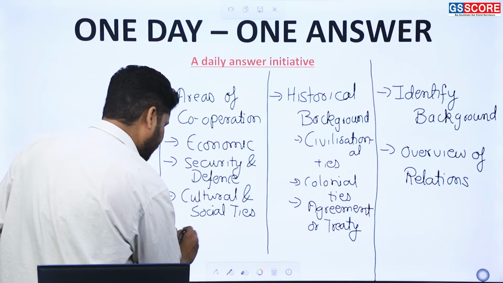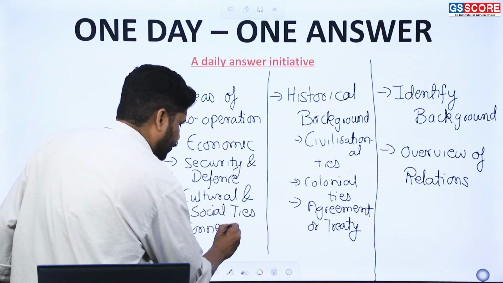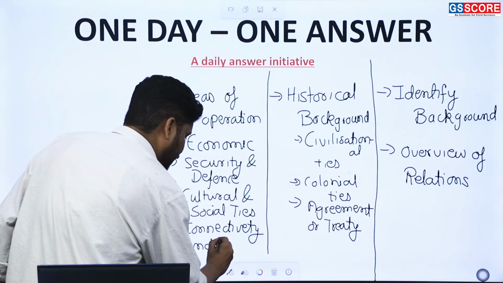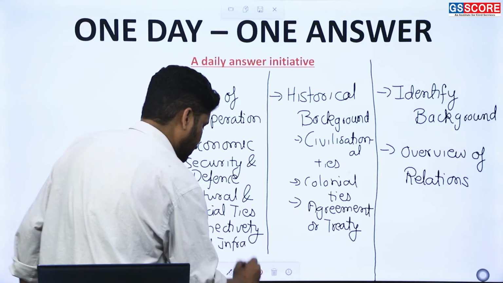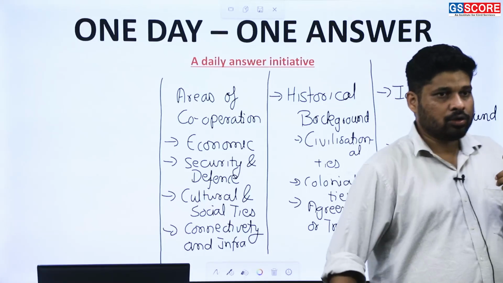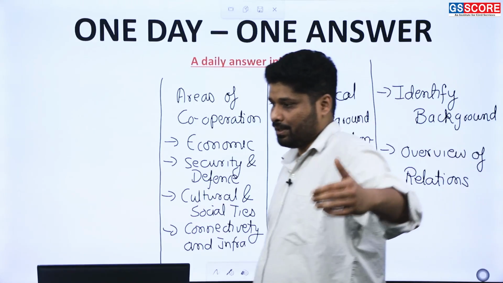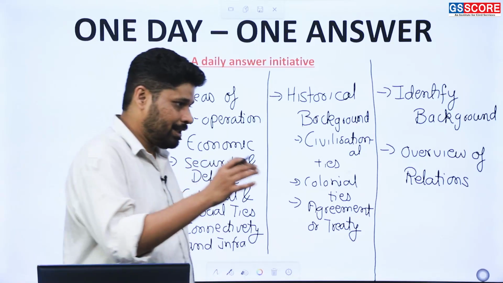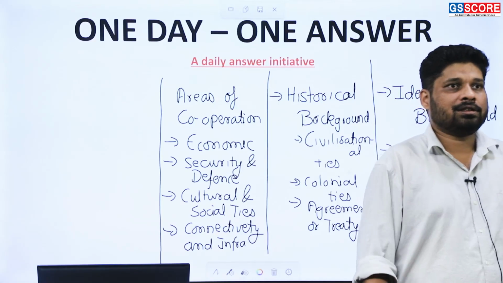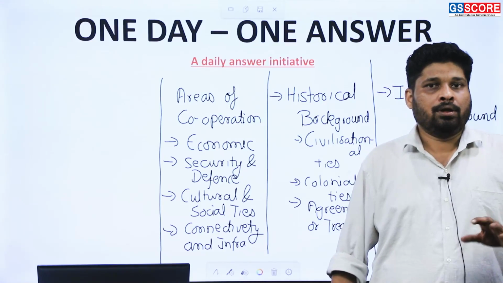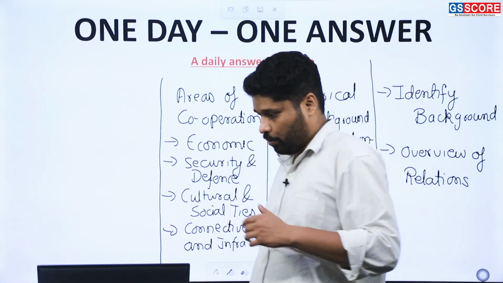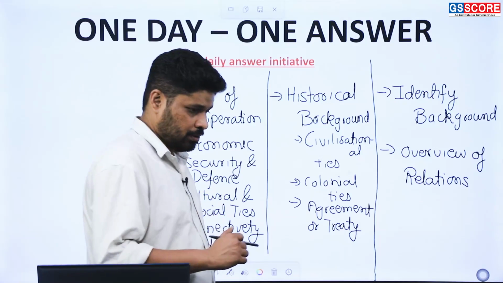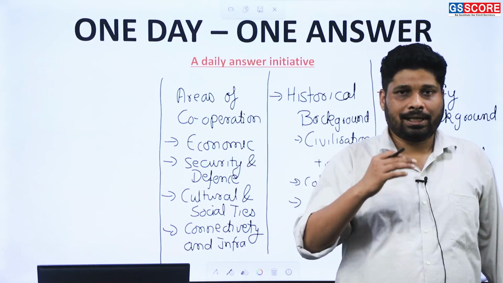Last, connectivity and infrastructure. Okay, so where we are cooperating together for the purpose of enhancing regional connectivity, where we are doing that has to be mentioned. So in India and Bangladesh relations, cooperation with respect to Mongla port will find its presence. Also with respect to India and Nepal, as with India and Bangladesh, the integrated check post is something that has to be mentioned.